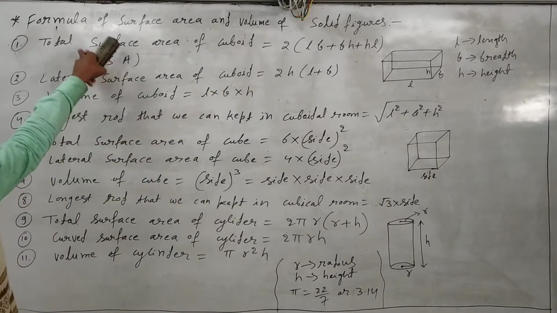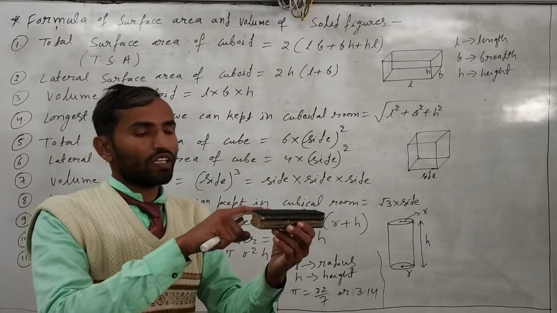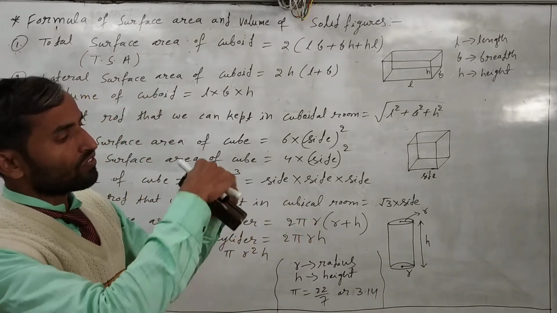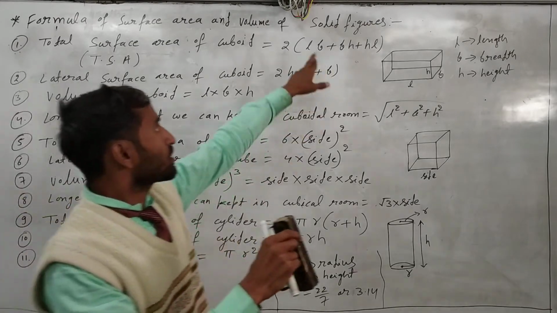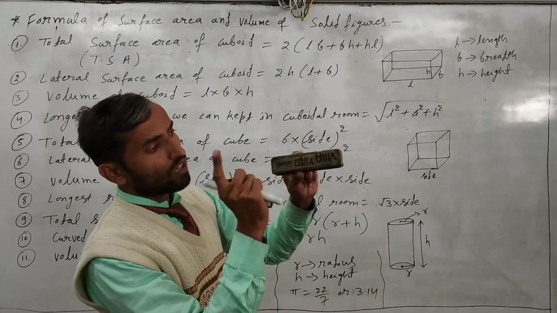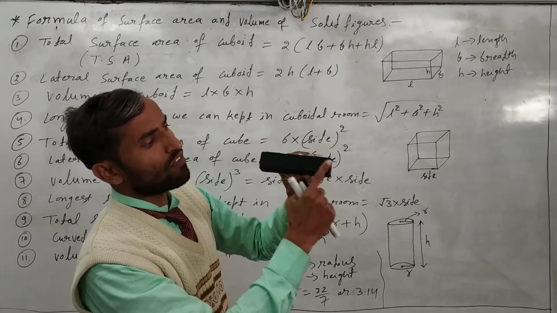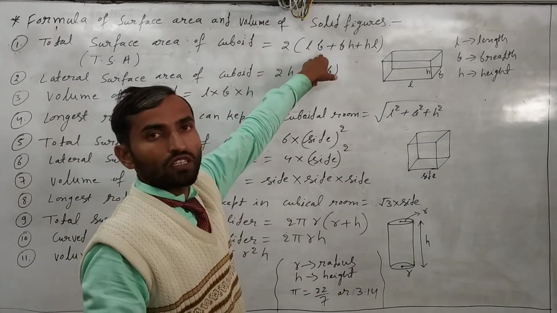So total surface area means how many surfaces are there. A cuboid has 6 surfaces. First of all, we find the area of this surface, a rectangle, L into B. The opposite surface has the same area. That's why it came as 2 into LB.